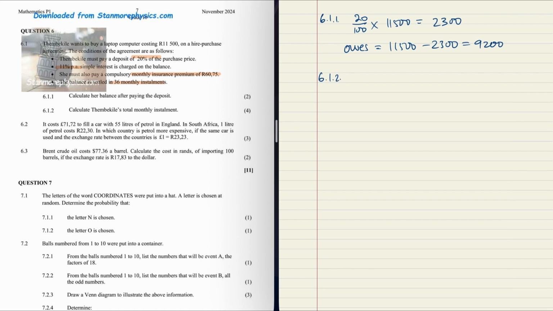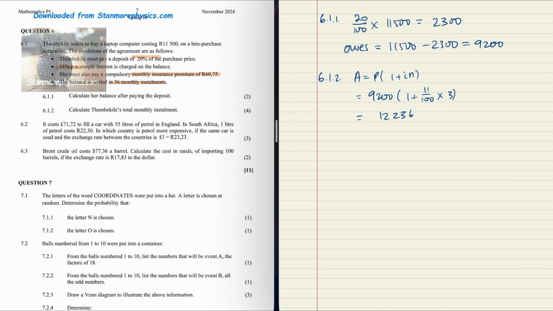Question 6.1.2, calculate Tembekile's total monthly installment. So first let's figure out how much Tembekile owes inclusive of interest. So A is equal to P into 1 plus i times n. Tembekile owes 9,200 into 1 plus the interest rate is 11%, and 36 months is 3 years. That's equal to 12,236 Rand. Now, this is in total.